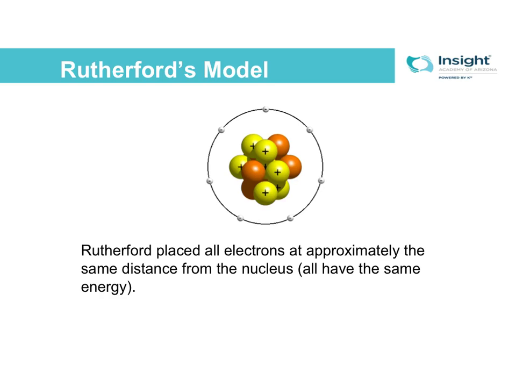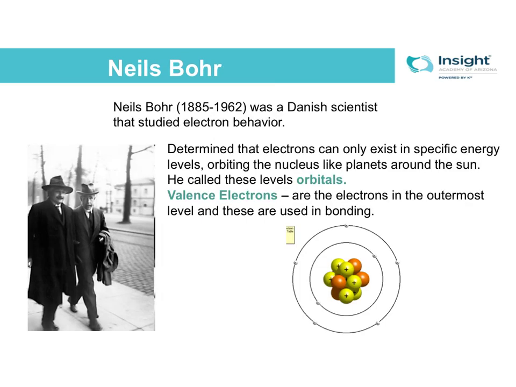So the last model we talked about was Rutherford's model, where he said that there was a dense nucleus in the center, a bunch of empty space, and then the electrons. His idea was that the electrons were just in like one circle around the nucleus. Bohr expanded that.